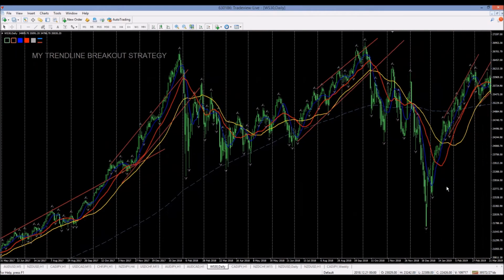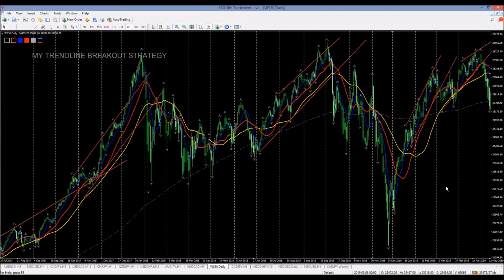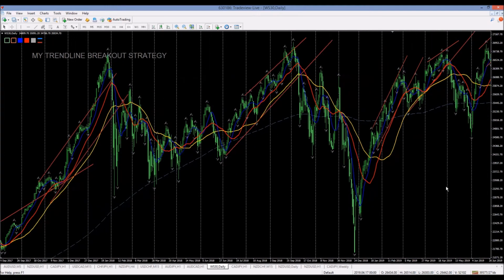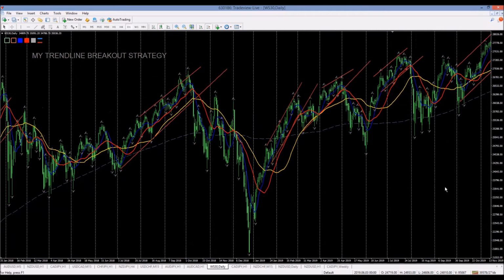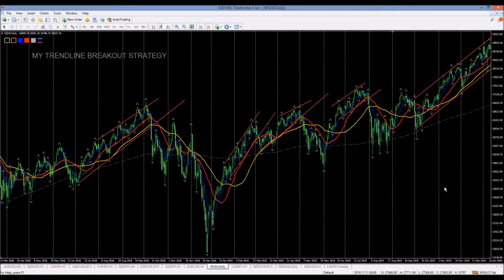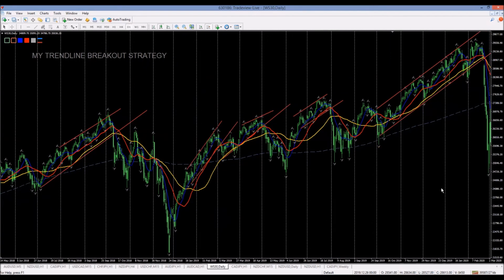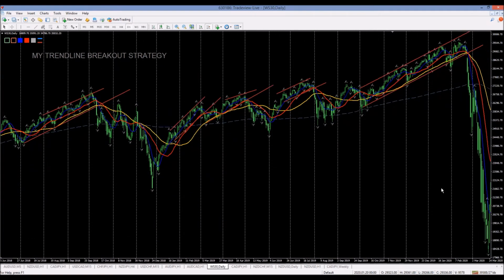Okay, so let's move along. And then what we're going to see: break of the trend line, I'm in. Break of the trend line, I'm in. Boom. In fact, that's what we were just looking at.